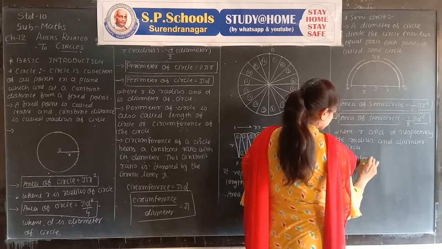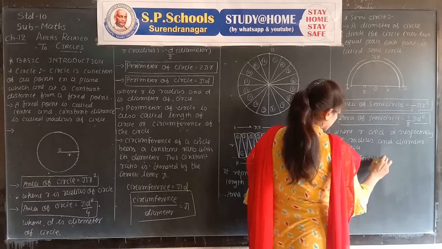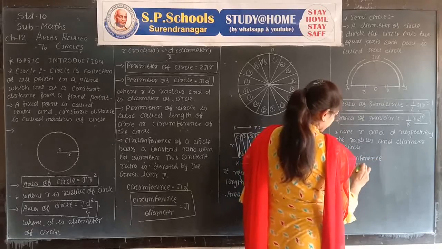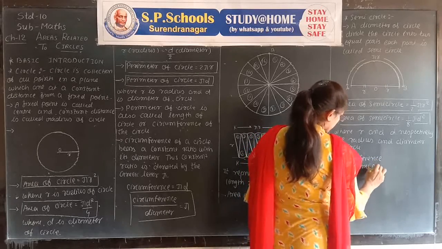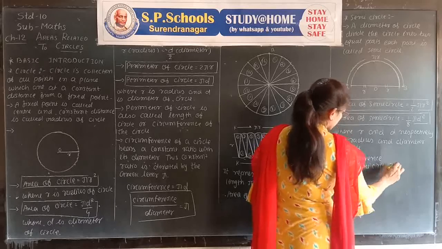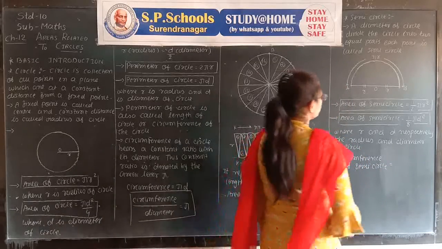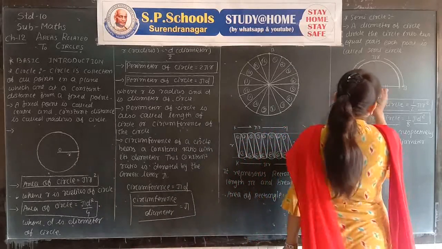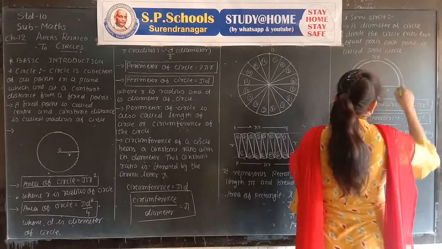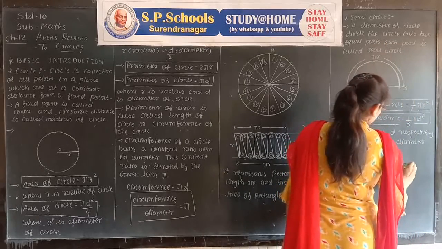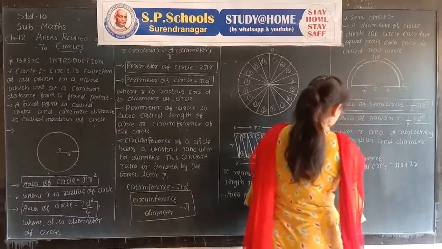Circumference of a semicircle is equal to OA plus OB plus AB, which is pi r plus 2r.